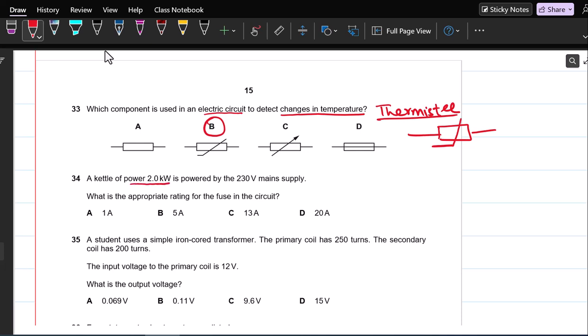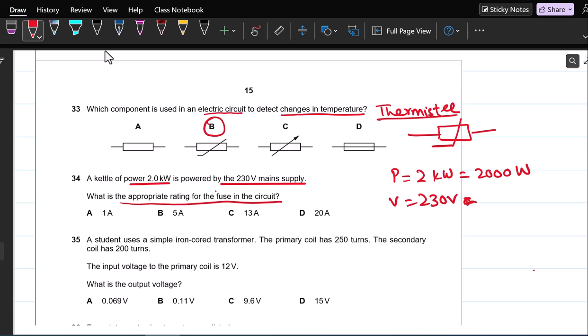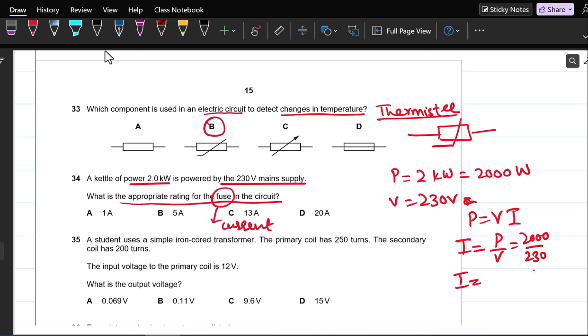Question 34, a kettle of power 2 kilowatt. Power is given. 2 kilowatt means 2000 watt. Kilo means 10 power 3, which means 1000. It is powered by the 230 volt mains supply. Voltage is given, 230 volt. Okay. What is the appropriate rating for the fuse of the circuit? Fuse rating in terms of current. So you know power is equal to VI. Find the current. I is equal to P over V. It will be 2000 divided by 230. So you can find the current. That is going to be somehow, let's calculate it.